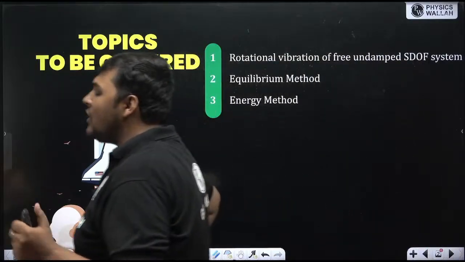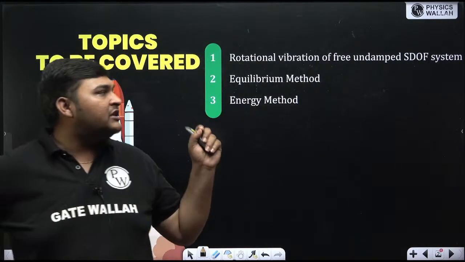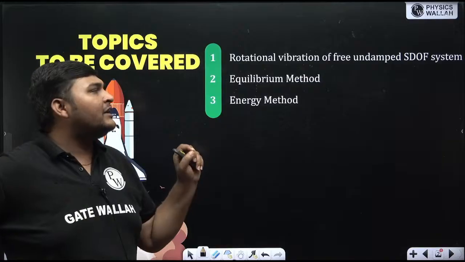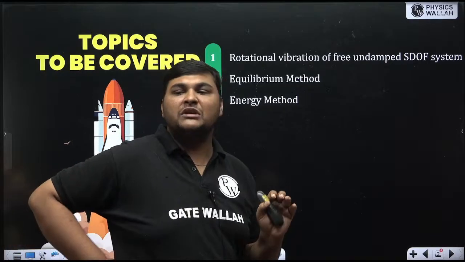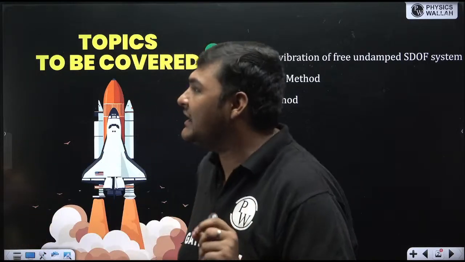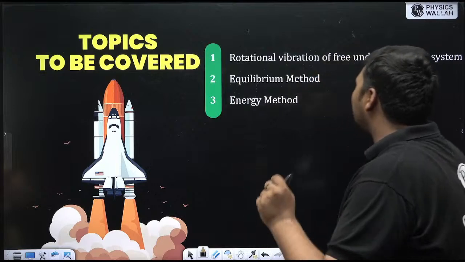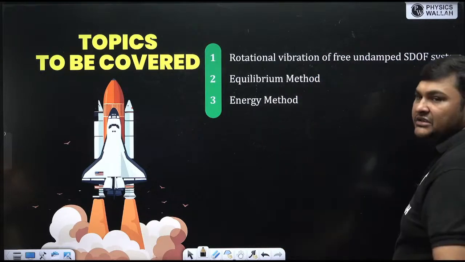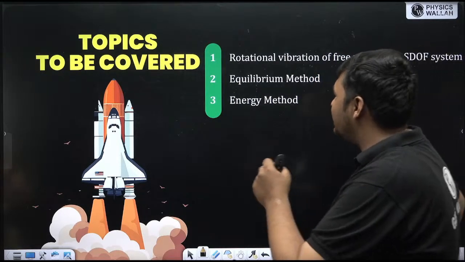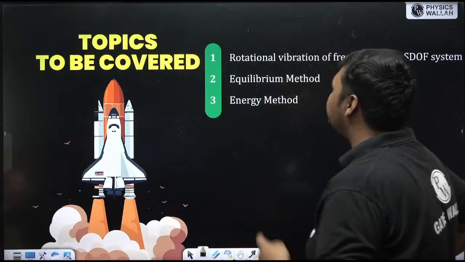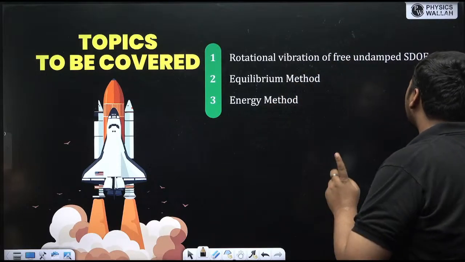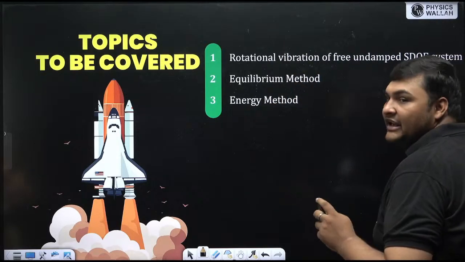Why have I first of all chosen this topic? Because in single degree of freedom vibratory systems, most of the time students find difficulty in calculating the natural frequency of a rotational vibration system. That's why I have selected this topic. So we are going to discuss two methods: one is the equilibrium method and the second one is the energy method.